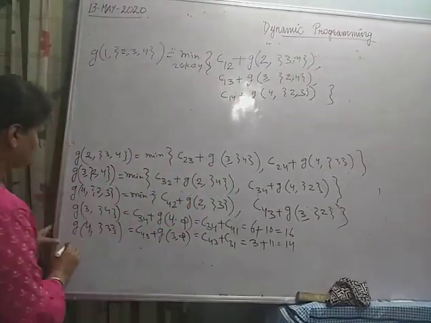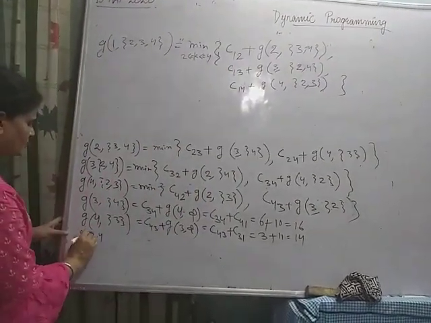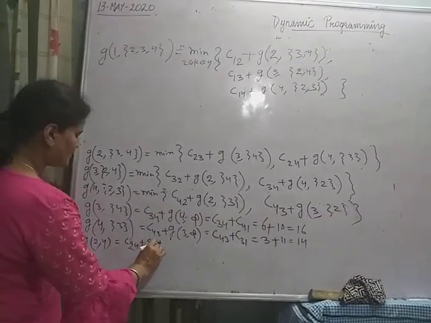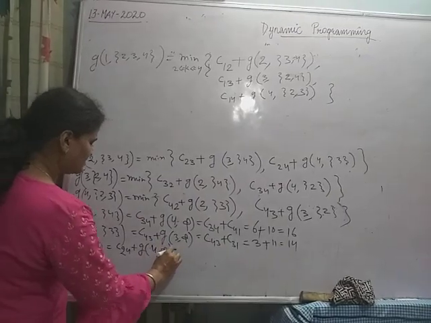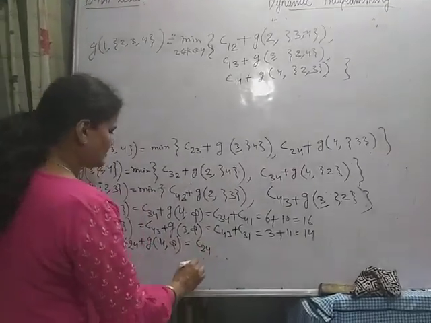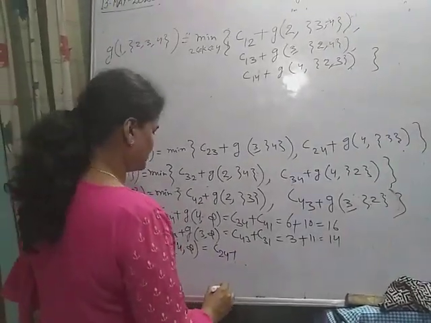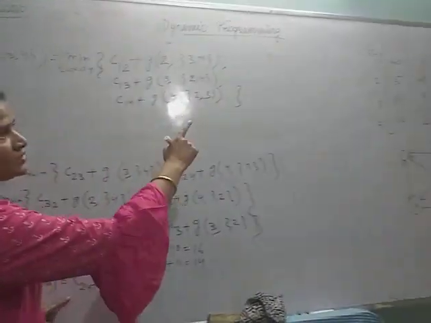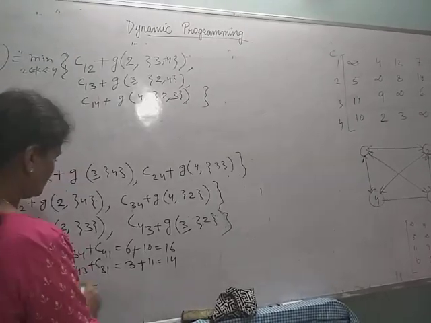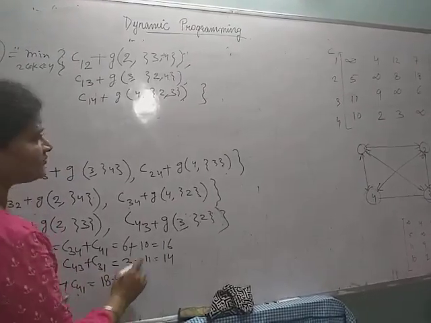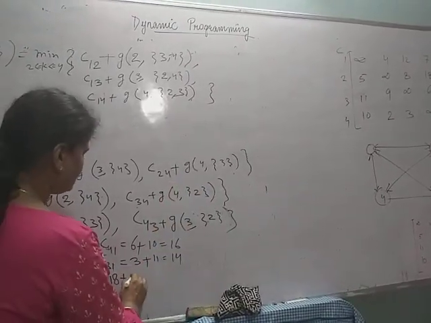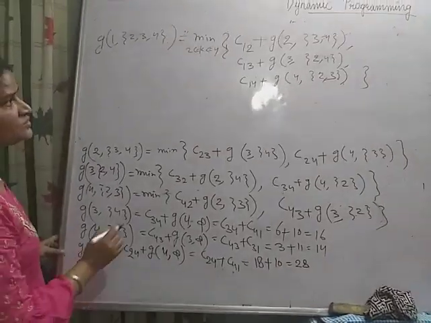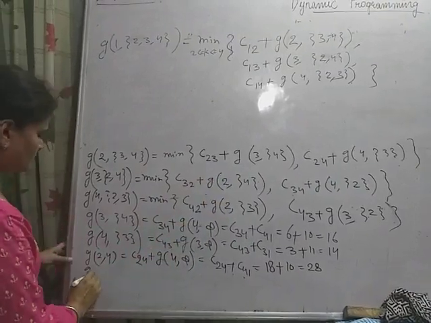Next is 2 4. So G24 is C24 plus G4 5. Okay. So C24 plus what? Here I will write 4 1. C41. 2 4 is 18. 4 1 is 10. That is 28. Okay. Now G24 के बाद हो गया 4 2.